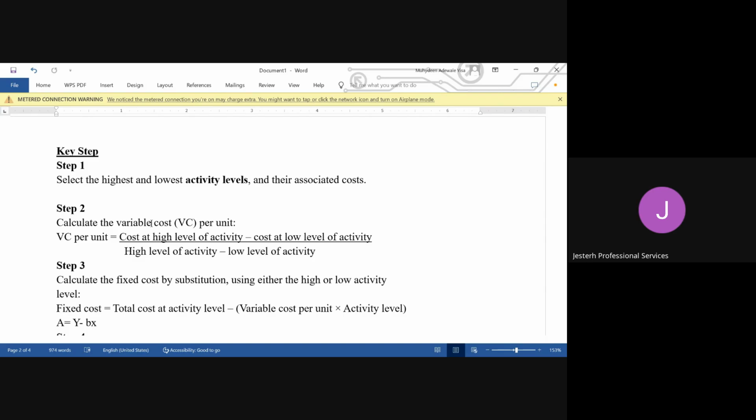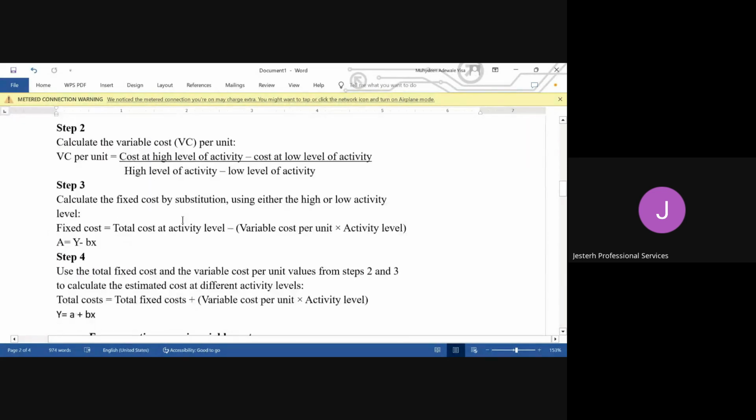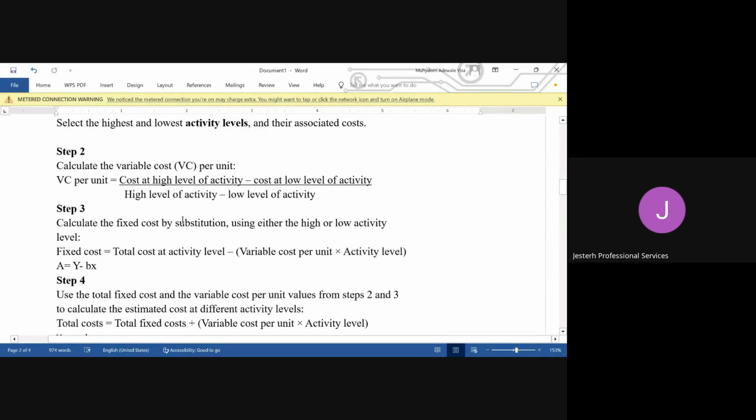Then what we need to do to get the variable cost per unit is to divide those differences in the cost by the differences in the level of activities. We said the level of activity at the low is 500. Then we need to divide it by the differences. If we divide it, it's going to give us 2 naira 5 kobo. We are still going to work on it with examples so that we can understand how each of these steps works.